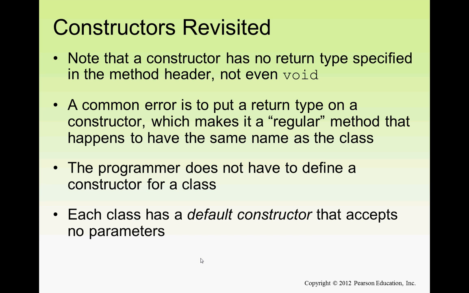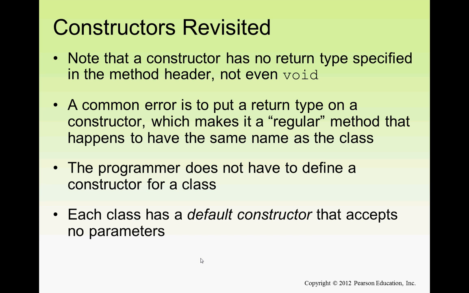Number one, the name of the constructor is the same name as the class. And your constructor cannot return a value and does not have a return type specified in the method header. So you want to make sure you know those two things.